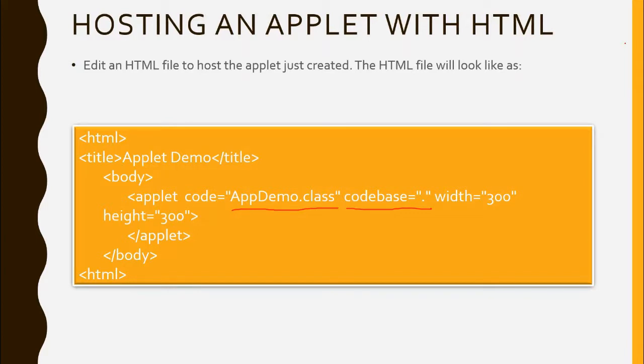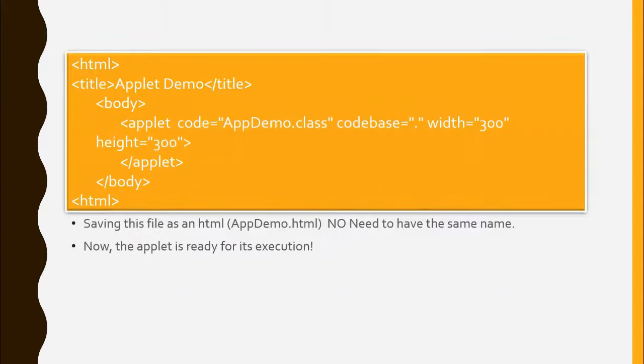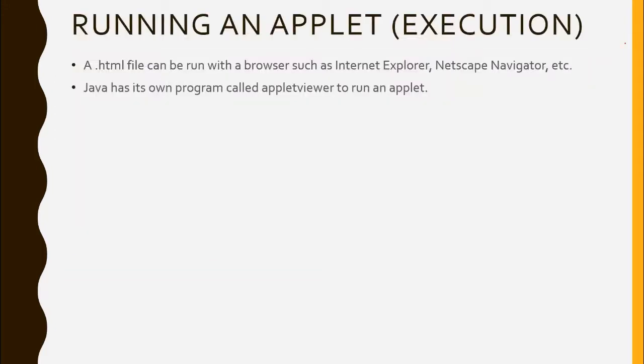If you understood this, the rest of the thing is how to put information, what kind of buttons, text fields, all those things can be learned one by one. So let's do one by one. So this is saving this as an HTML file. No need to have the same name. Now the applet is ready for its execution. I've shown how it runs. So running an applet, a .html can be run with any of the browsers, but nowadays it won't run. So appletviewer is your savior for it to run.